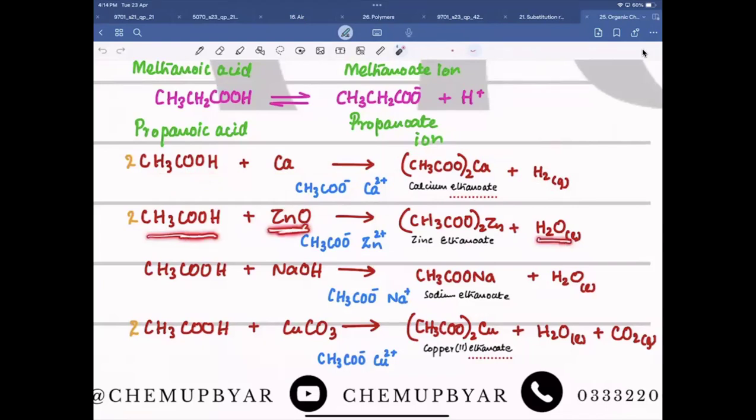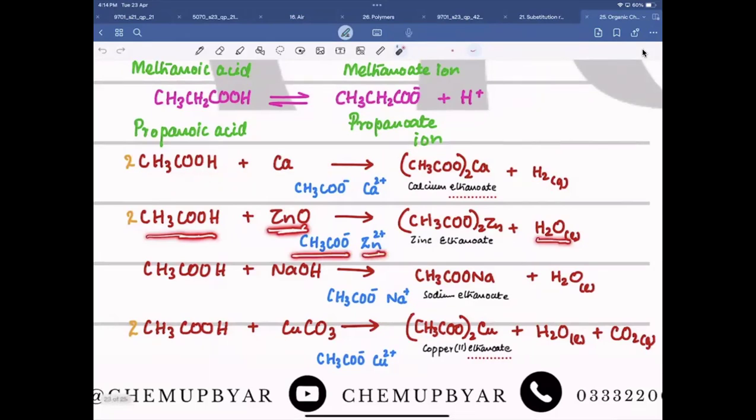So we will make the water, we will write the ions with the formulas with the charges, and then with the help of them, we will make the formula of the salt, which is zinc ethanoate. Then we have ethanoic acid and sodium hydroxide.